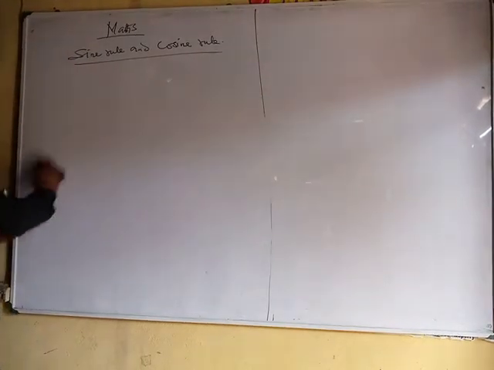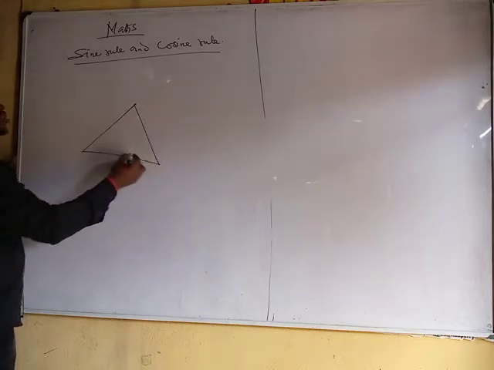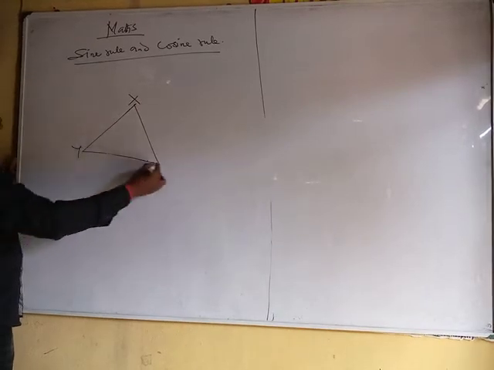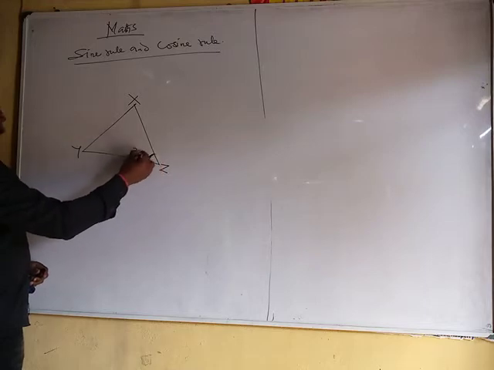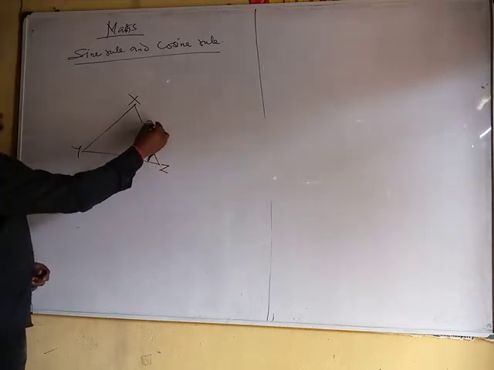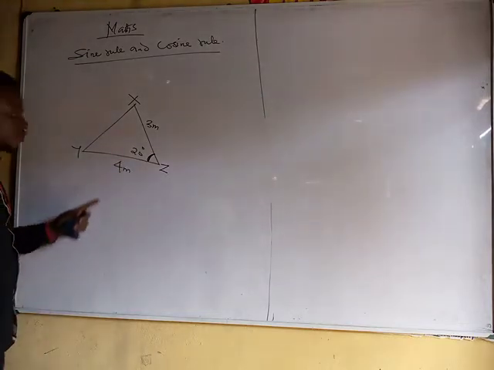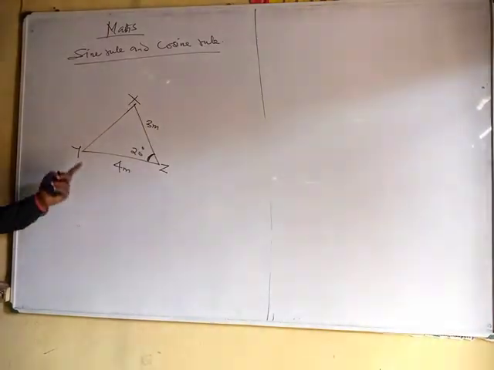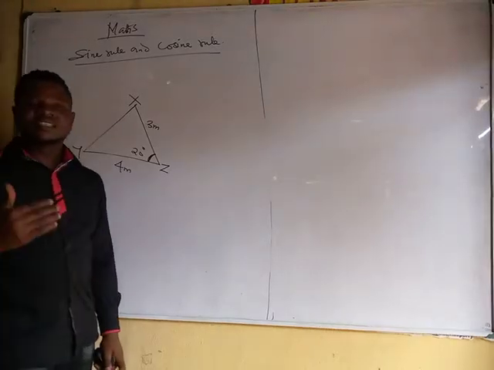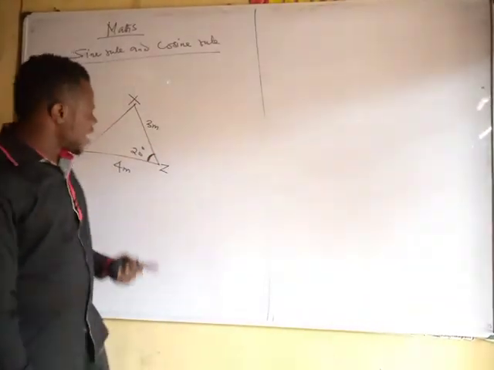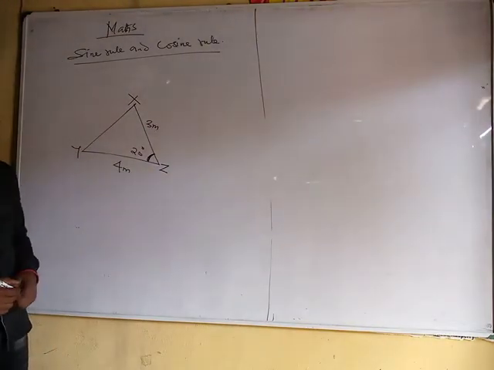But before proving the formulas, I want to give an example. The triangle is x, y, z. Here is given as 20 degrees, here is 3 meters, here is 4 meters. When this triangle is given to you and they say you should find this distance, what formula are we going to apply? Is it the sine rule formula or the cosine rule formula? I guess this is the cosine rule formula because no dimension is complete.